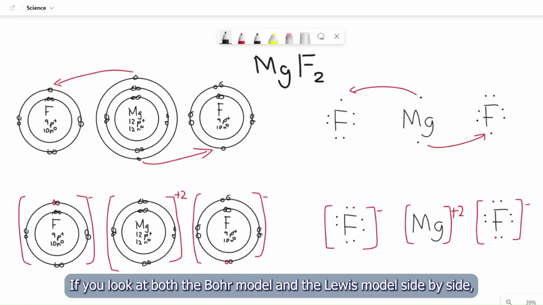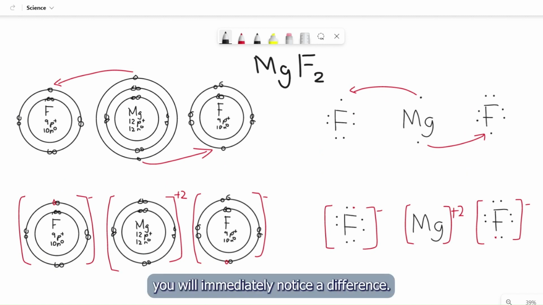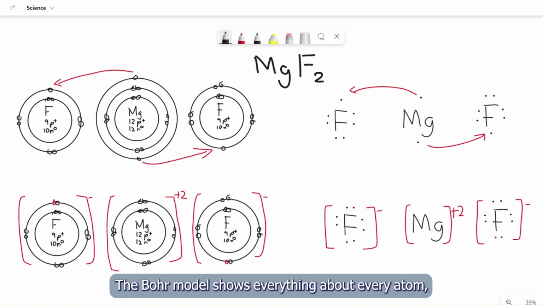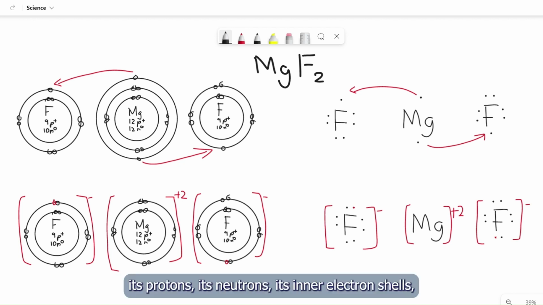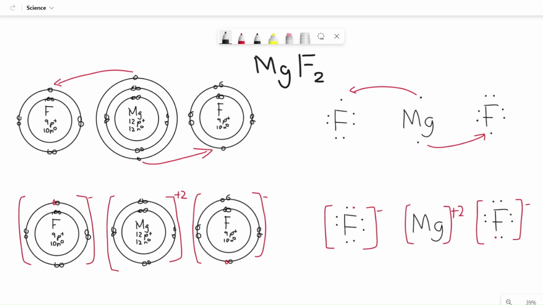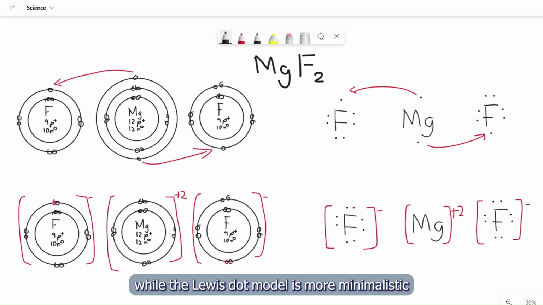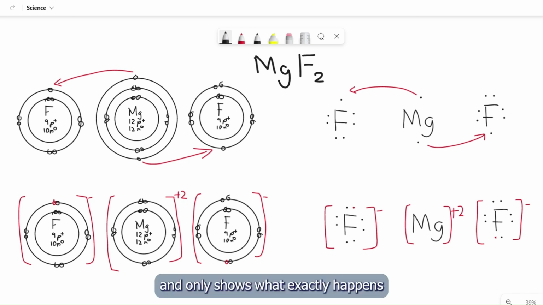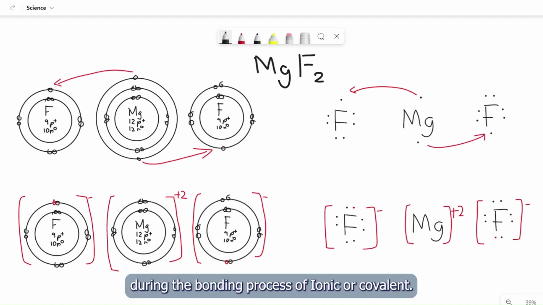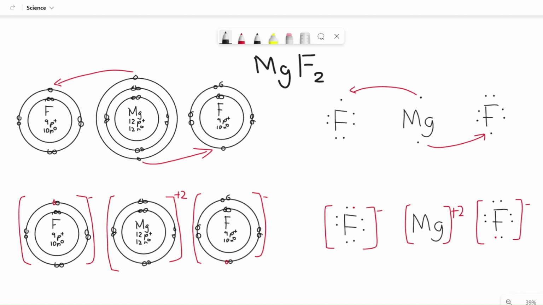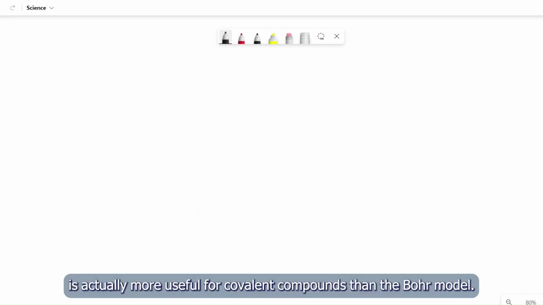If you look at both the Bohr model and the Lewis model side by side, you will immediately notice a difference. The Bohr model shows everything about every atom. Its protons, its neutrons, its inner electron shells, while the Lewis dot model is more minimalistic and only shows what exactly happens during the bonding process of ionic or covalent. The Lewis dot model is actually more useful for covalent compounds than the Bohr model.